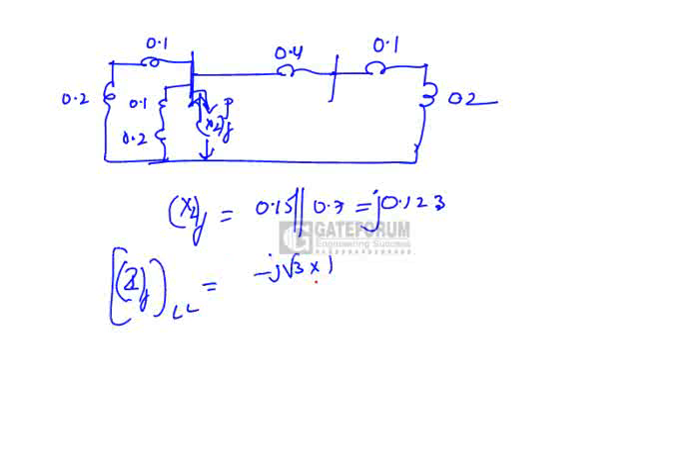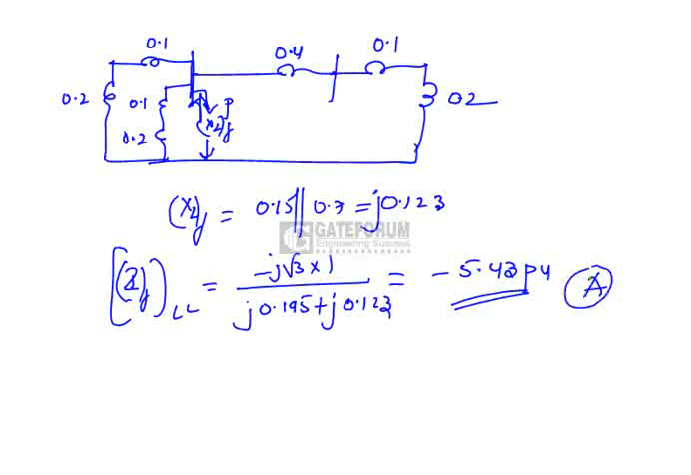Now what is fault current in LL type fault? Minus J into root 3, VF is 1 per unit, by J times of X1F, that is up to the fault point. So this is 0.195 plus J times of 0.123. We will get this as minus 5.43 per unit. Now next question is we have to find ratio of line to line fault current and three phase fault current, that is LLL fault current. For this question 5.43 per unit, option A is correct.